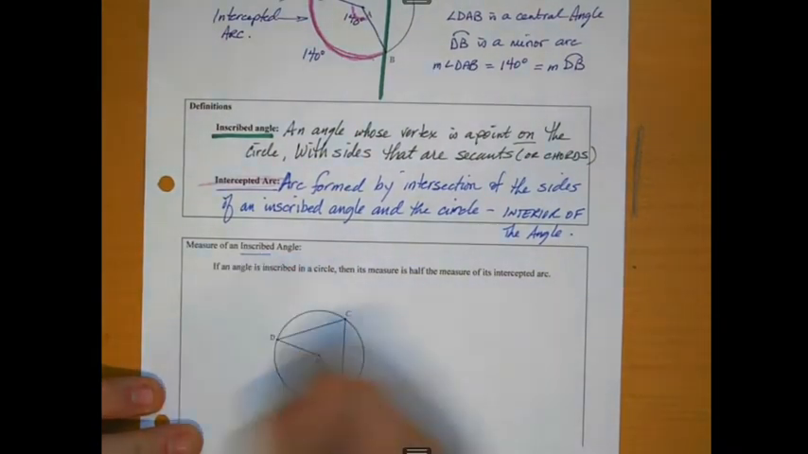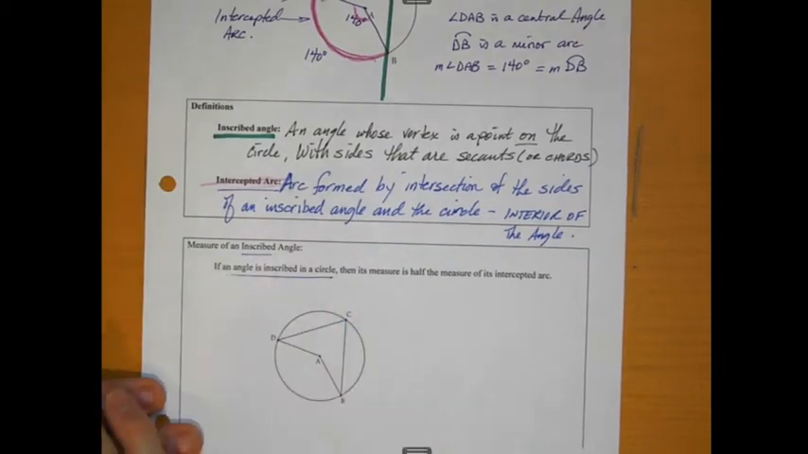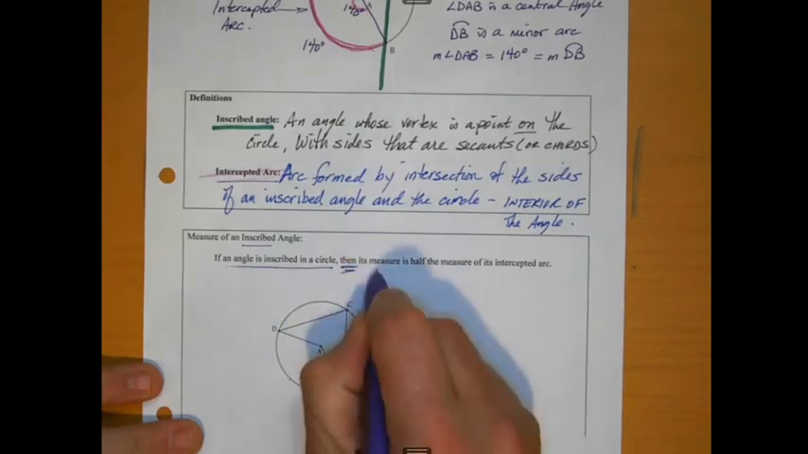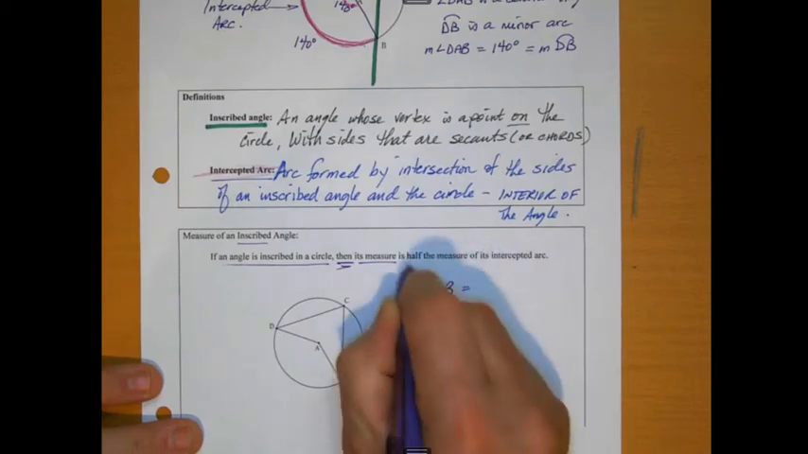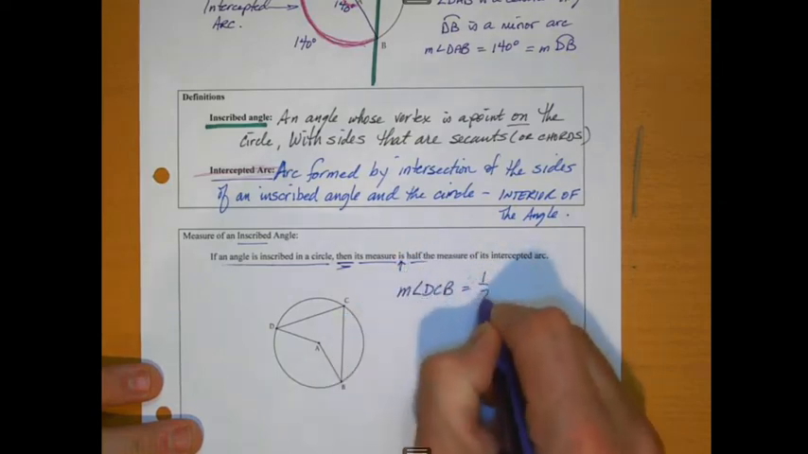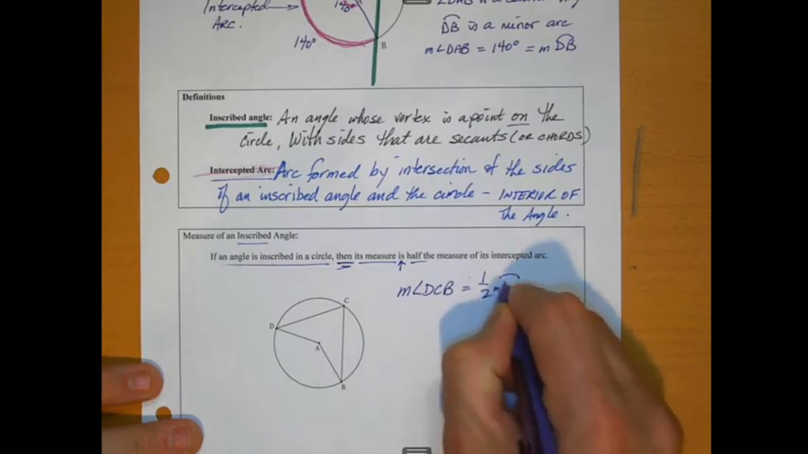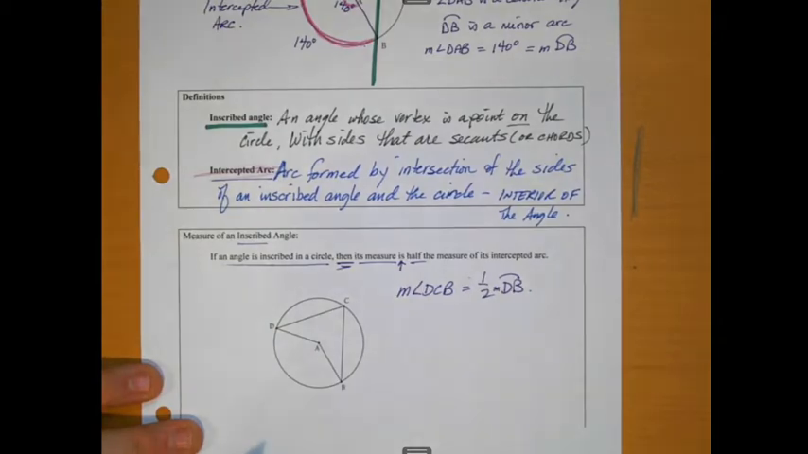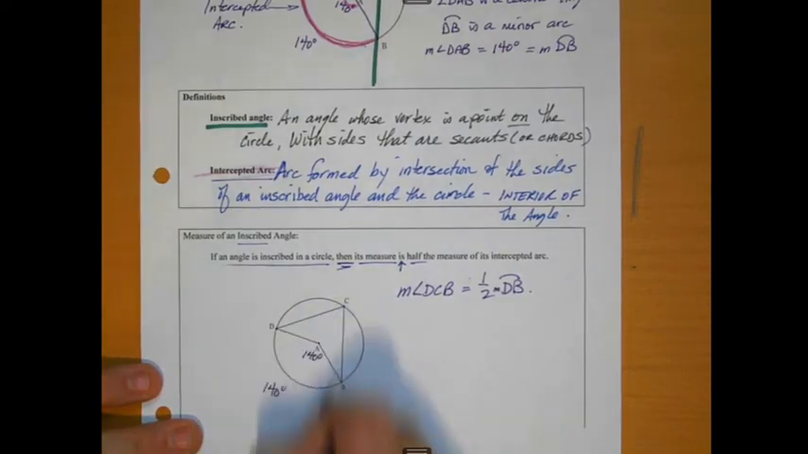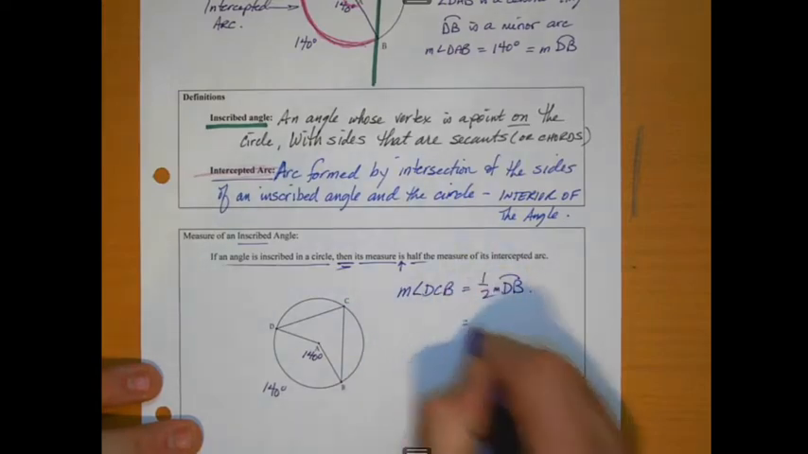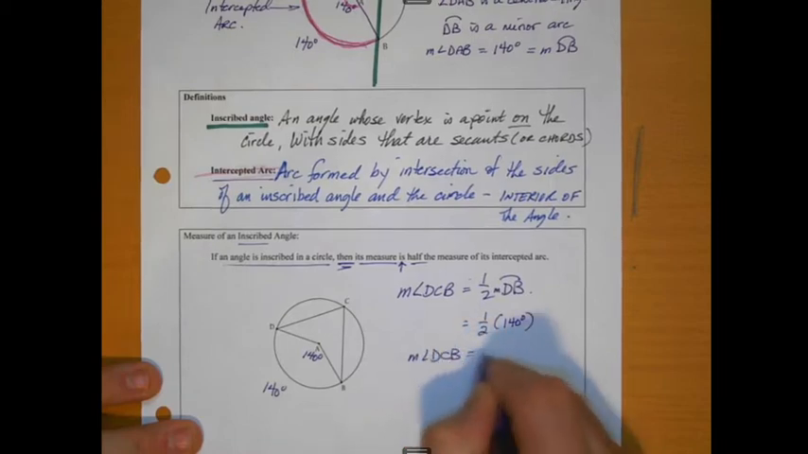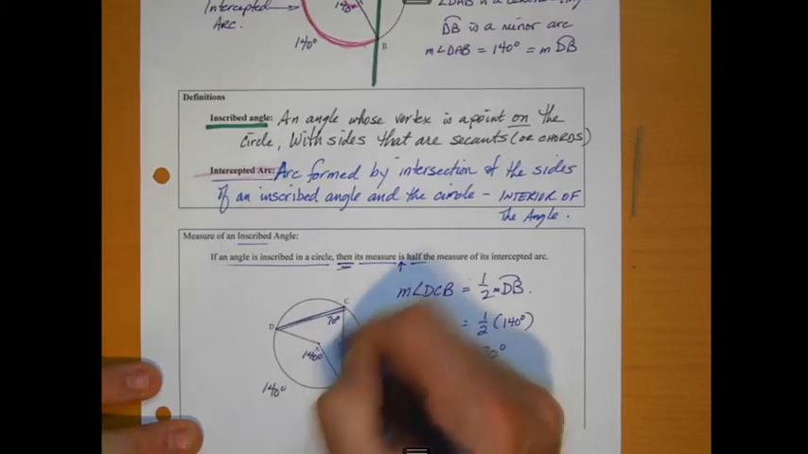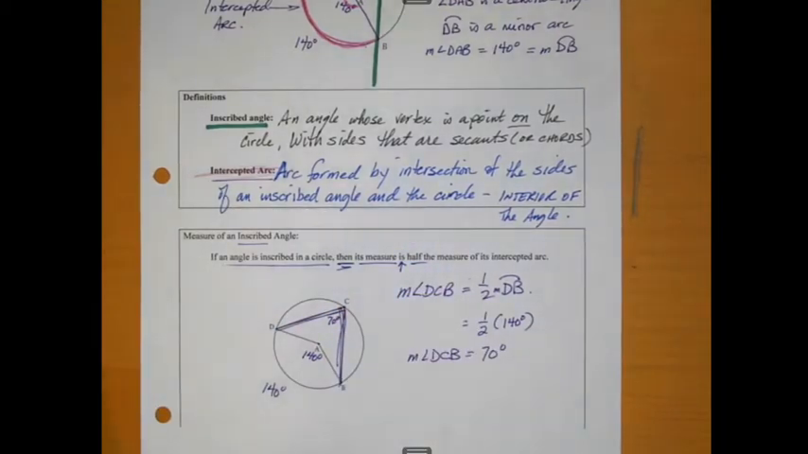The measure of the inscribed angle. If an angle is inscribed in a circle, so there's my hypothesis, then here's my conclusion. Its measure, angle DCB, is, there's your equal sign, half the measure of the intercepted arc. So the measure of angle DCB is half the intercepted arc. If I said this was 140 degrees, because my central angle is 140 degrees, then the measure of angle DCB is going to be 1/2 of 140 degrees. So the measure of angle DCB is going to be 70 degrees. This angle right here is 70 degrees, half of what that intercepted arc is.